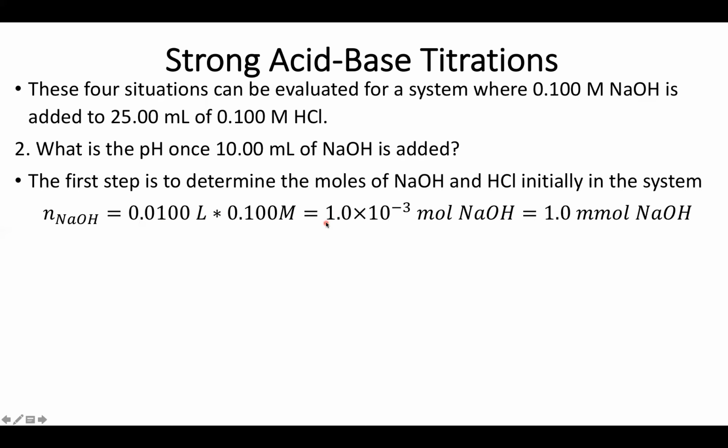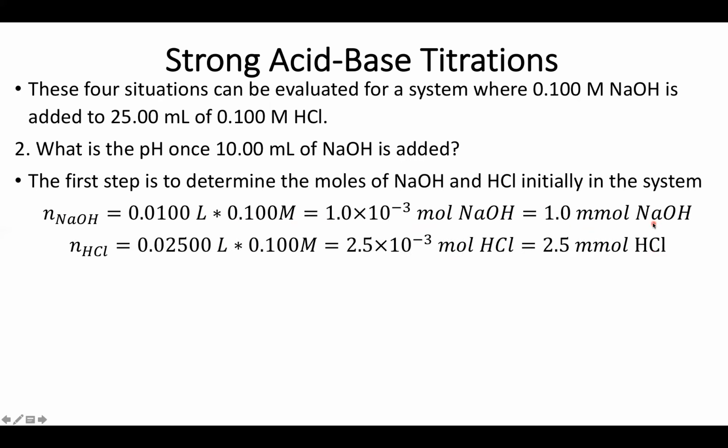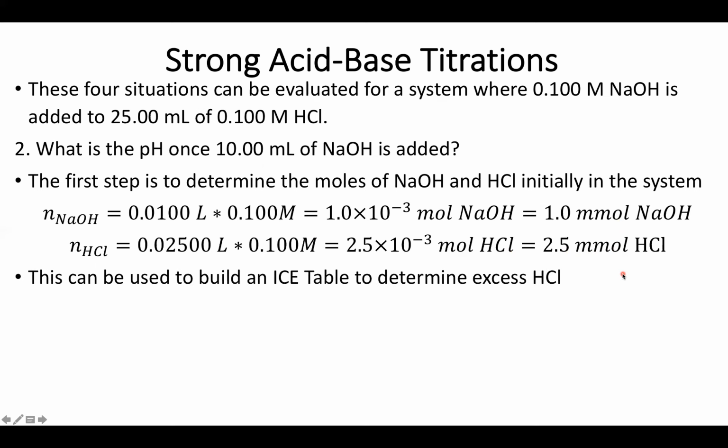I will have added about 1 times 10 to the negative third moles, or it's often convenient in this case to use millimoles. So I will have added 1 millimole of sodium hydroxide, and we can do something similar for our HCl. Volume times molarity will produce 2.5 times 10 to the negative third moles of HCl, but because we hate exponents, this can also be referred to as 2.5 millimoles of HCl. So now I know the amount of sodium hydroxide and HCl I have. I can go ahead and feed this into an ICE table.